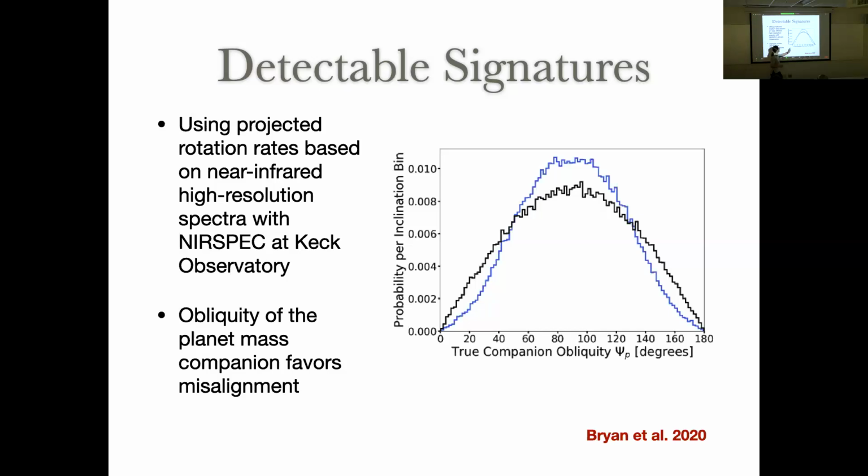So here is the result. The blue curve shows the distribution of the true companion obliquity, the spin-orbit misalignment of the planetary-mass companion, and the black line shows the isotropic distribution. We can see that overall it suggests a signature that the companion favors misalignment. This has quite large uncertainties, but it's still a great advance in the understanding of the planetary spin axis.